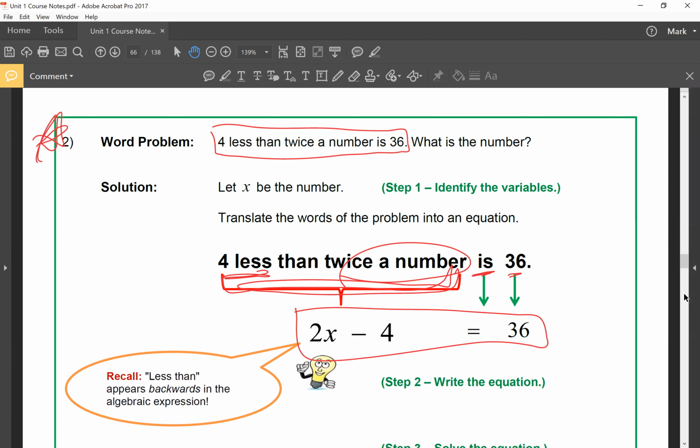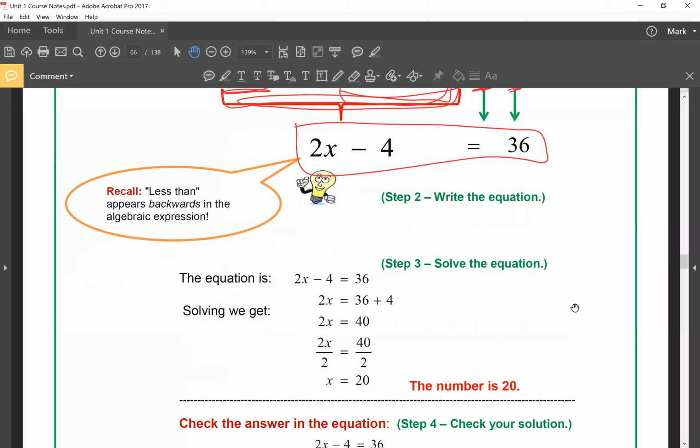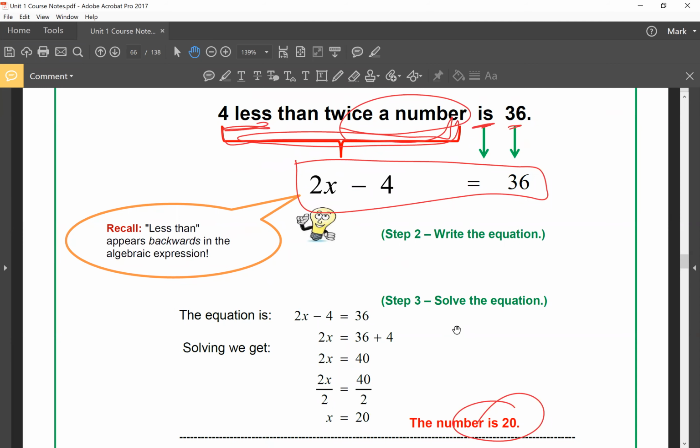And again, a lot of you guys could probably do this in your head. 4 less than twice a number. So 2 times what number, and then take away 4, would be 36. Some of you could figure out that it was 20 in your head. But the whole point of algebra is you don't need to do this in your head. You can create an equation and use the stuff that we learned last week or on Sunday to solve that equation. We did this last week, so I'm not really going to go over how to solve it right now, but I will do some practice ones with you.